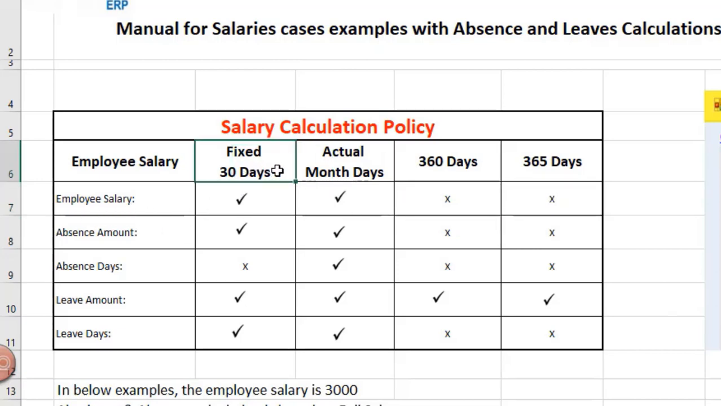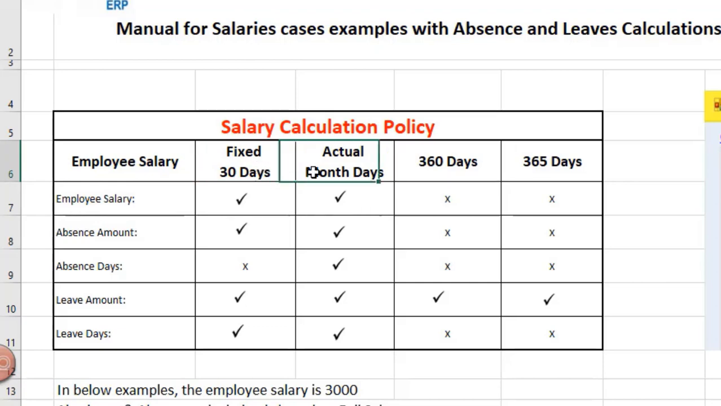The fixed 30 days means that whether we are talking about January, February, March, whatever month in the year, it will always be considered as exactly 30 days. Whether the month contains 28, 30, or 31 days, it doesn't matter, because it's always considered as 30 days fixed. So if some company policies depend on that method, you can set that the employee salary will be based on those fixed 30 days in the year.